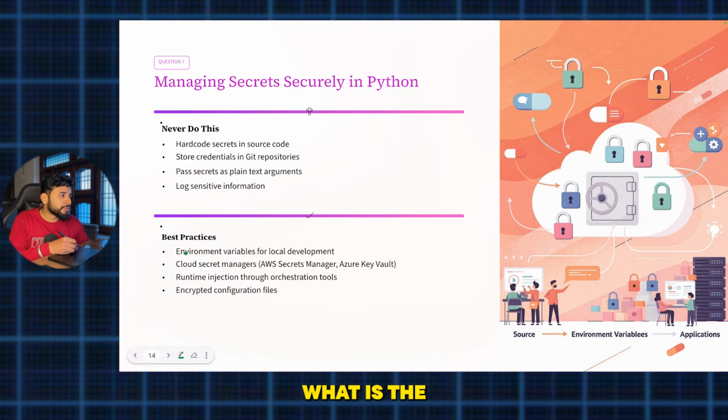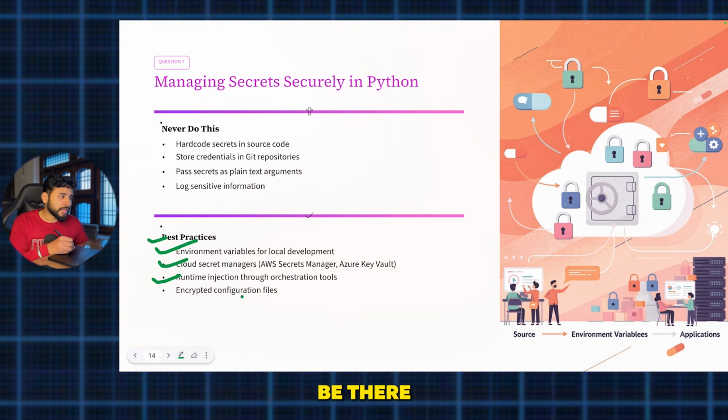Okay, next thing is, what is a best practice? You should use different kinds of variables for local development. Whenever you are doing development, at that time it is a best practice to use different kinds of environment variables. Next thing is cloud secret managers, like AWS Secrets Manager and Azure Key Vault. These kinds of secret managers are where you can keep your passwords, and directly from the variables you can fetch them.